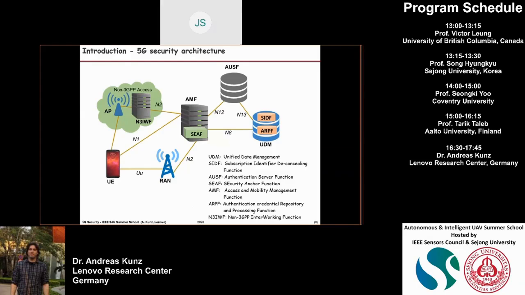Then there is the ARPF, which is the repository function for the authentication vectors. When the security anchor function decides to authenticate the UE, then the AUSF will query the ARPF for an authentication vector. And the AUSF is the authentication server. Authentication takes place always between the UE and the AUSF for primary authentication.